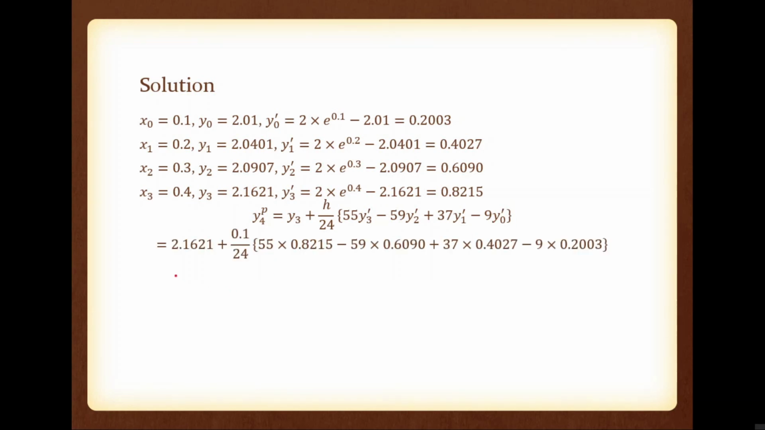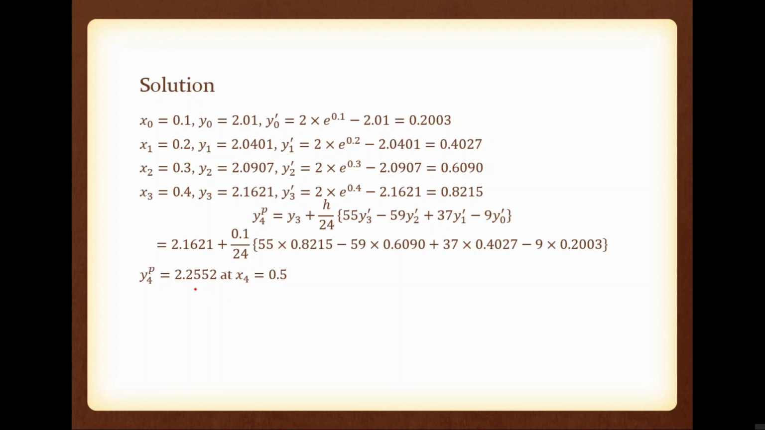So that is equal to 2.1621 plus 0.1 divided by 24 into 55 into y3 dash, that is 0.8215, minus 59 into y2 dash, that is 0.6090, plus 37 into y1 dash, that is 0.4027, minus 9 into y0 dash, that is 0.2003. So the answer is 2.2552 at x4 equal to 0.5. So this one is a predicted value.